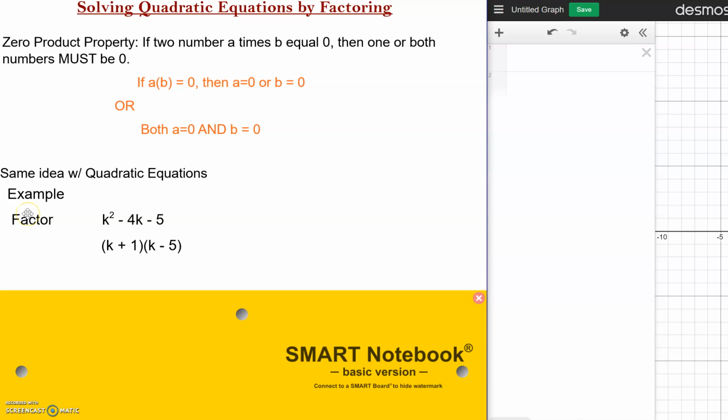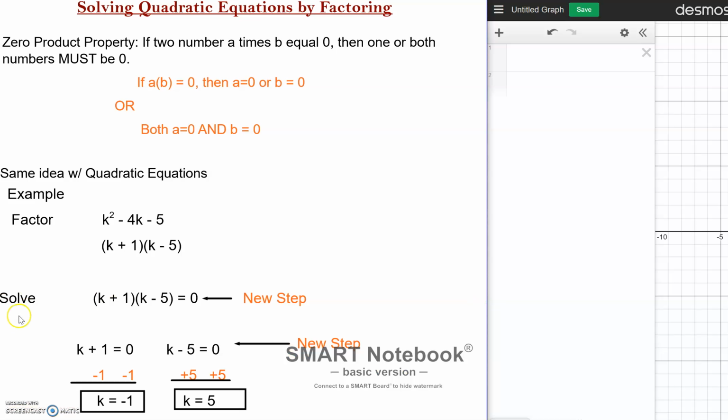Before we do that, in our previous lessons, we were just asked to factor. And this was the expression we were given, and our answer would be this. So when we have to solve quadratic equations, there are going to be a couple of differences. It's going to say solve, and then a new step is we're going to have to set these factors equal to 0. Once we set those factors equal to 0, we then have to individually set them equal to 0.